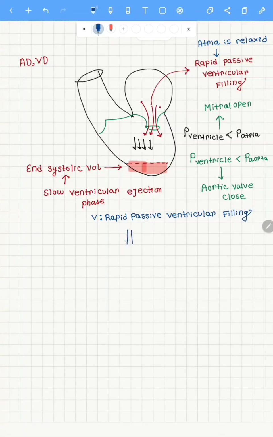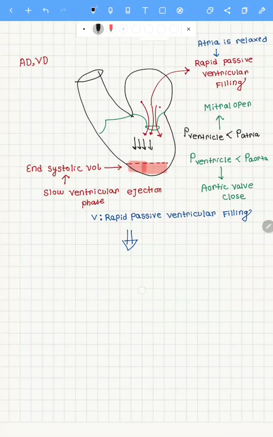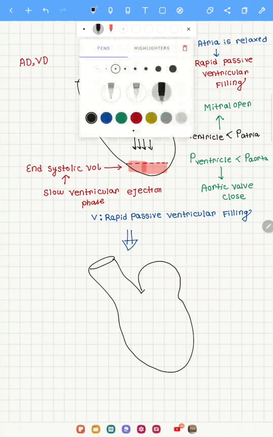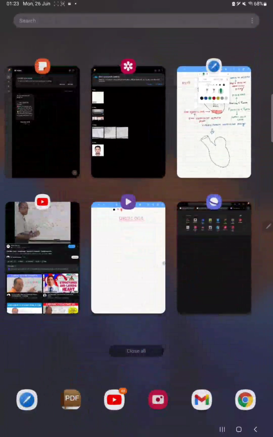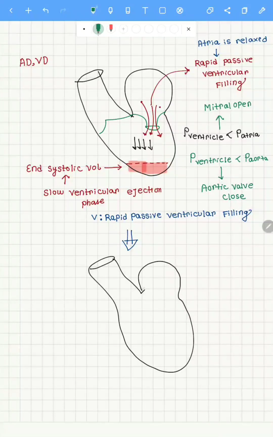Let's come to the next phase now. In the next phase, some amount of blood gets deposited due to rapid passive ventricular filling. That is the previous phase. Let me draw the heart one more time. So in this phase also, as I was saying, the two valves will be in the same position. That is, mitral valve will be open and aortic valve will be closed.